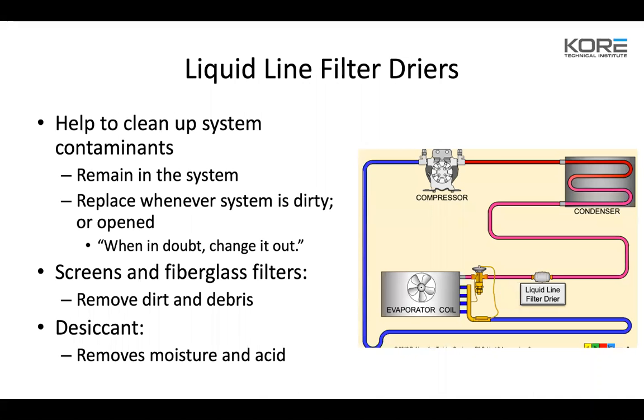Liquid line filter dryers. You know, we see liquid line filter dryers. I see a lot of high temp systems that don't have them on the original install. I've always wondered why that is, but for the most part, medium and low temp systems are all going to have a filter dryer piped into the system. It's there to help clean up the contaminants. It's going to remain in the system. It's going to be replaced whenever a system is dirty or opened.